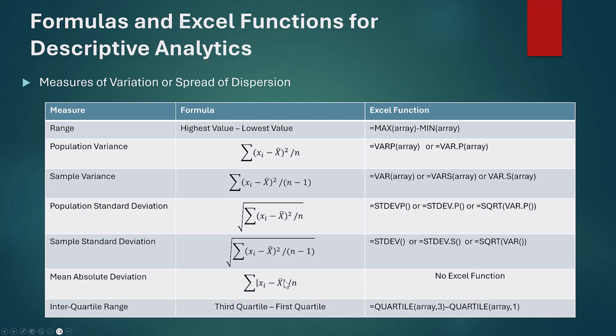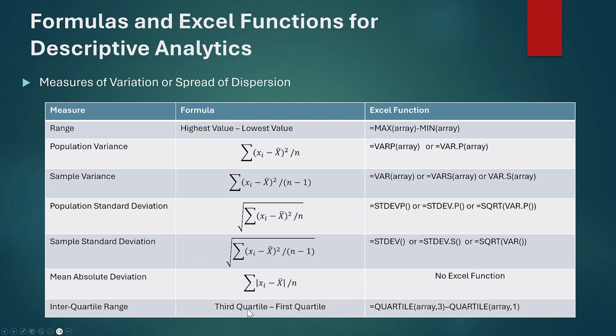Mean absolute deviation is the average of the absolute deviations from the mean. There is no Excel function for mean absolute deviation, and that's because nobody really uses this metric. Everybody just uses variance or standard deviation. Standard deviation is the most popular measure of variation.